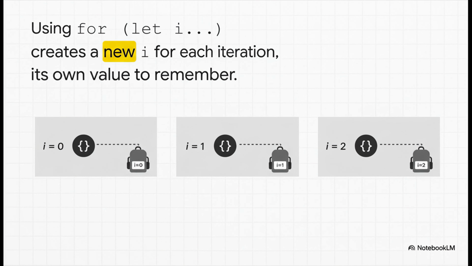Thankfully, the modern fix for this is so simple and elegant. You just use a for loop with let. Now, for (let i...) is special. It has this built-in magic where it creates a brand new backpack for every single trip through the loop. So each shooter function is born in its own private environment, and it remembers its own unique value of i from that moment. And just like that, problem solved.